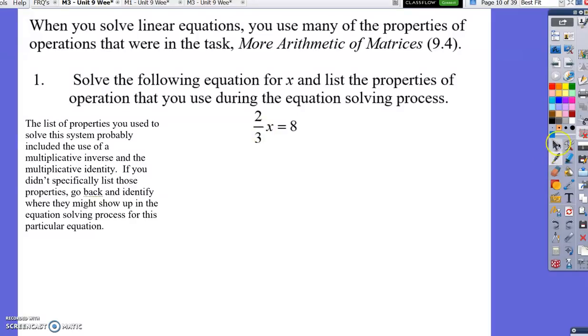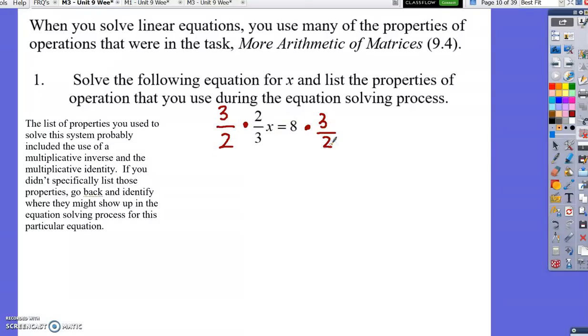Okay, so we're going to be solving systems of equations using matrices today. But in order to do that, we're just going to do a quick review of how to solve a simple equation. So let's go really slow. How would we solve this? Well, the easiest and fastest way is to multiply by 3/2 on both sides. Where did I get 3/2?